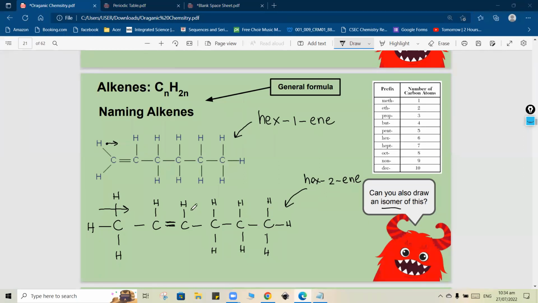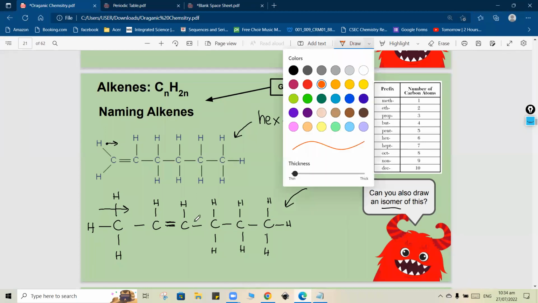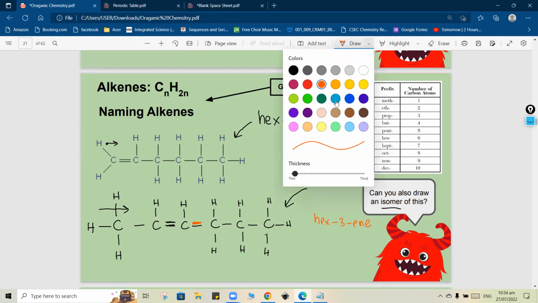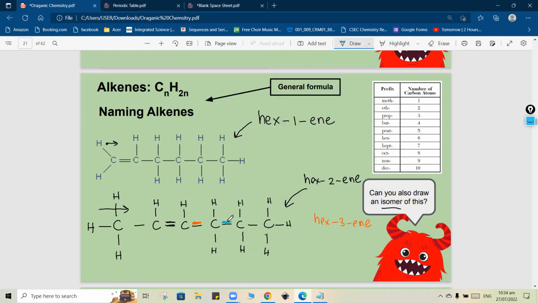And of course, I'm not going to redraw a full diagram, but if I were to move the double bond over here, just putting it in orange, like I move this double bond and I put it here. If I were to do that, it would be how much? 1, 2, 3. It would be hex-3-ene. And if I move it over here now, the blue one, what would be its name?